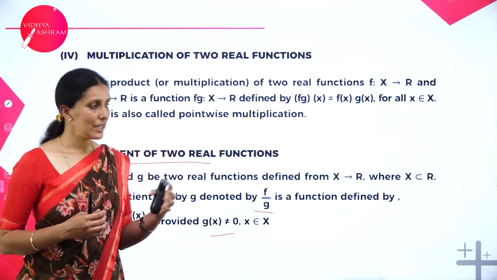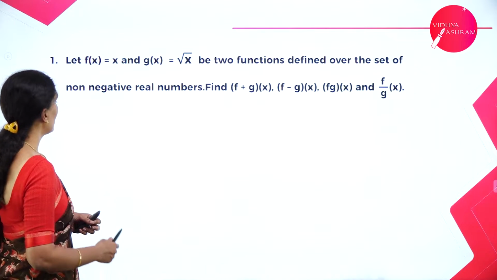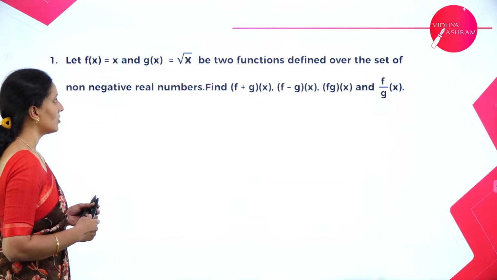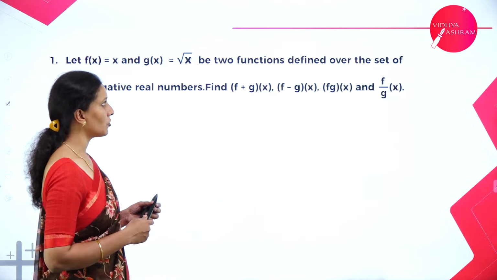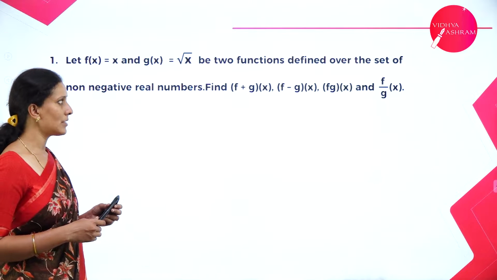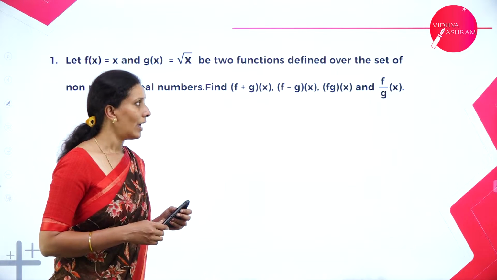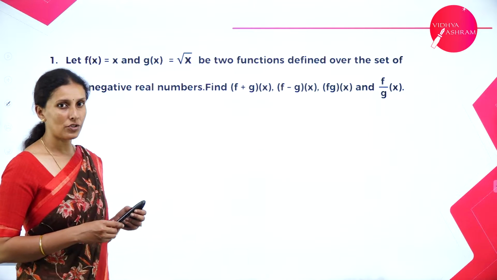So let us try these operations on a few examples of real functions. The first one is f of x is equal to x, g of x is equal to root x be two functions defined over the set of non-negative real numbers. Find f plus g of x, f minus g of x, f g of x, f over g of x.